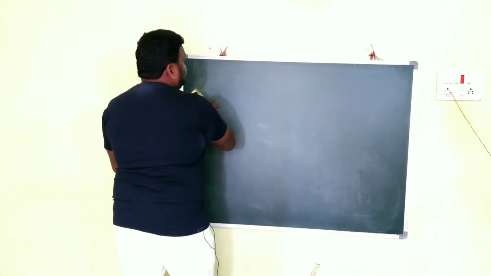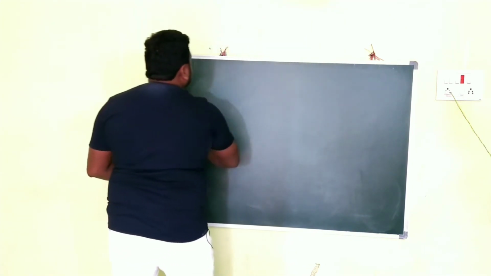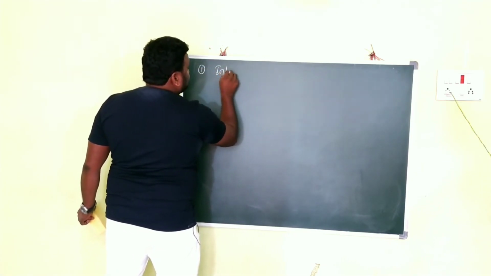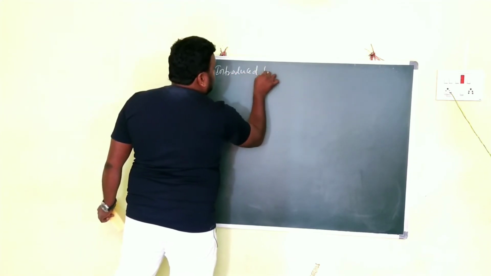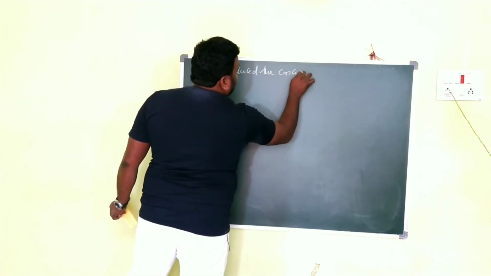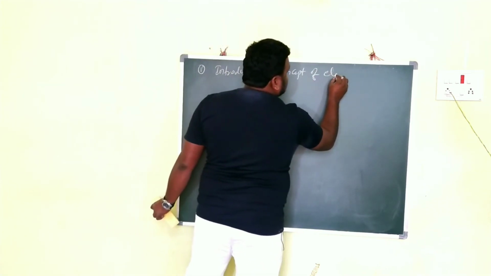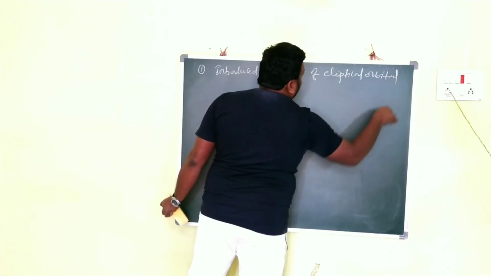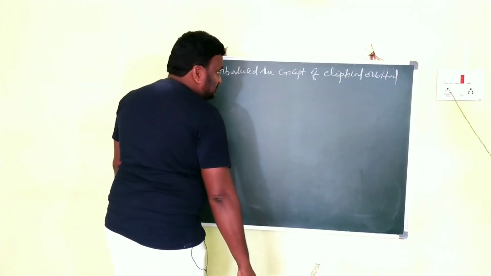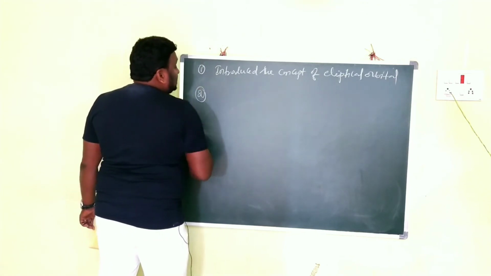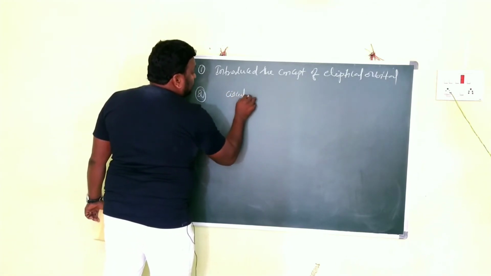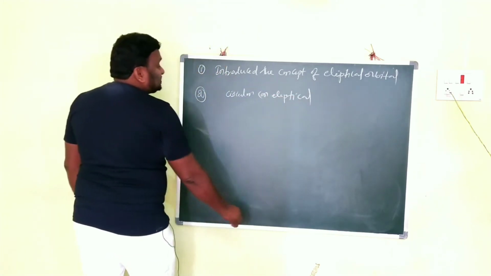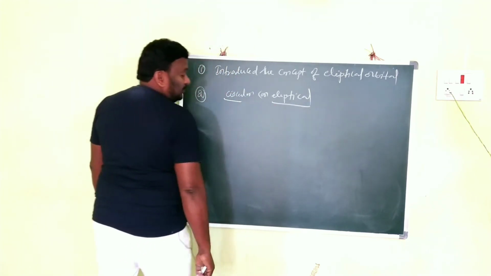He introduced the concept of elliptical orbitals. But according to Bohr, they are spherical or circular orbitals. And the next thing here, children, the orbitals may be circular or elliptical. According to Sommerfeld, the orbitals may be circular or elliptical.